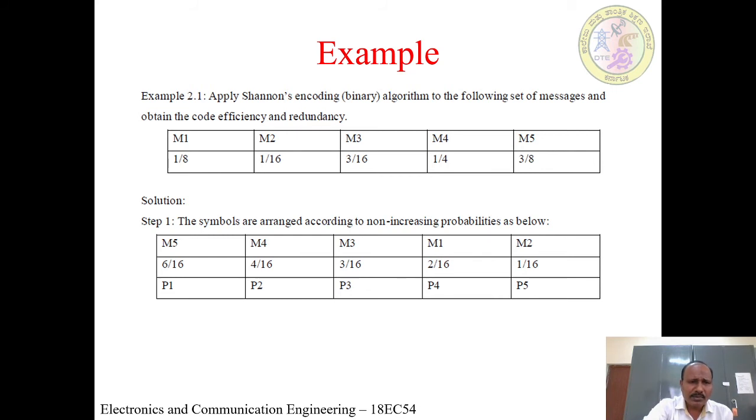So now we have to assign the probabilities as P1, P2, P3, P4 and P5. Now, looking at that, P1 is greater than or equal to P2, P2 is greater than or equal to P3, P3 is greater than or equal to P4, P4 is greater than or equal to P5.